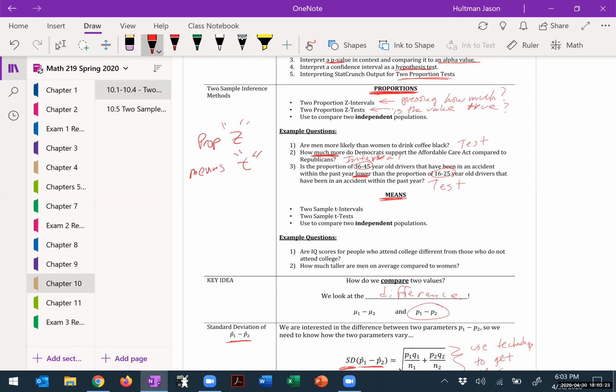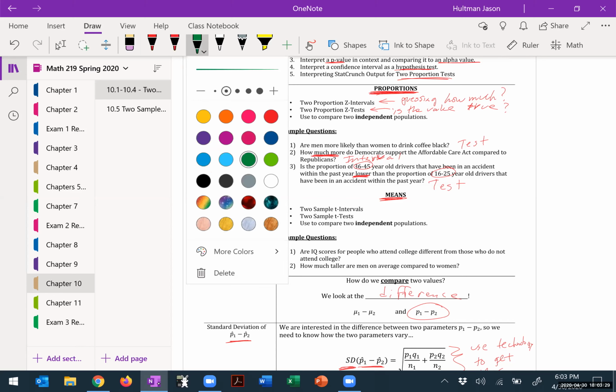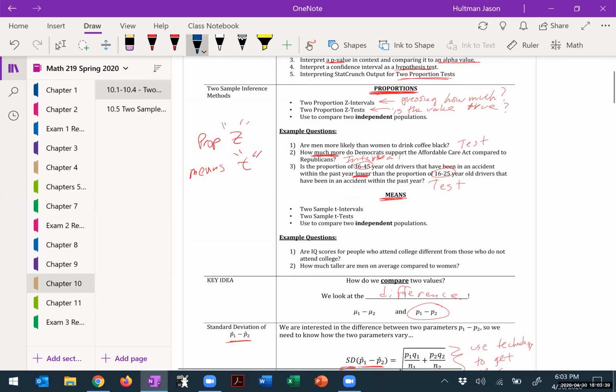For means, maybe I'll write in a different color today, since we're talking about means. What would be a good color? Maybe a dark blue would be good. Sure. Okay, let me erase this. We'll do means. Means is T. So we're gonna focus on means today.